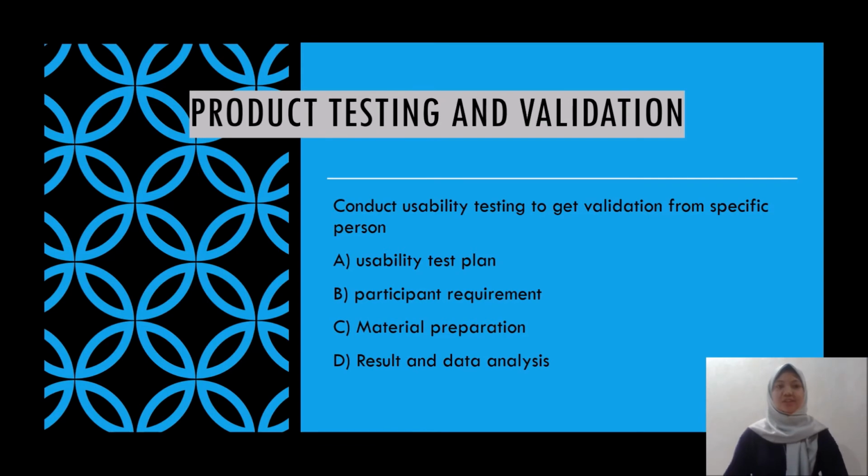In this slide, I will share with you about product testing and validation. To perform the required testing and validation of the developed chair, the students were interviewed to observe whether their needs have been adequately met or not. 4 steps were accomplished to test and validate the concept, which are first, usability test plan, second, participant requirement, third, material preparation, and fourth, result and data analysis.